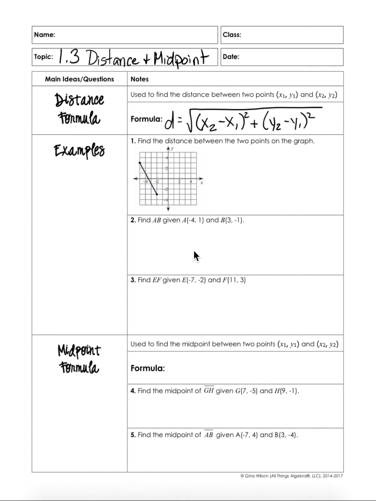And listen, guys, I know that this looks kind of crazy, but you have to memorize this formula. This will come up again and again and again. Okay, so let's do some examples for practice.